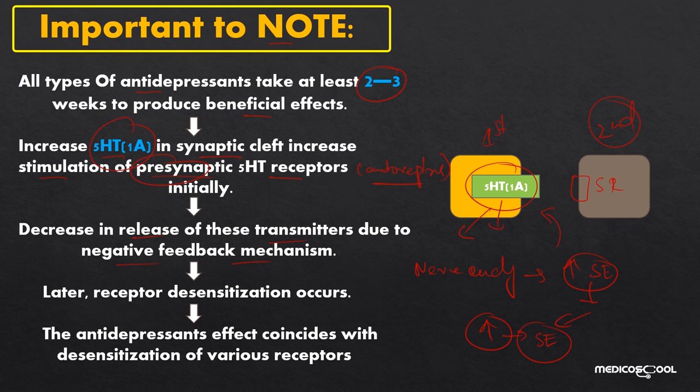But later, this receptor is desensitized after some time, and the antidepressant effects coincide with this desensitization of various receptors, and it takes about 2 to 3 weeks. So it is an important point to keep in mind that we have to wait for about 2 to 3 weeks for the beneficial effects of all of the antidepressant drugs.